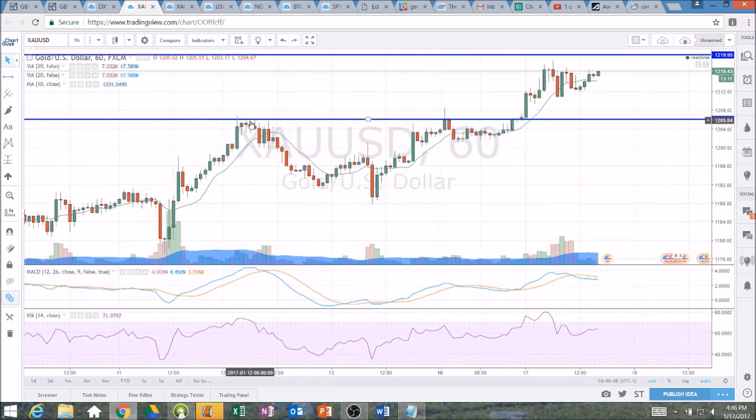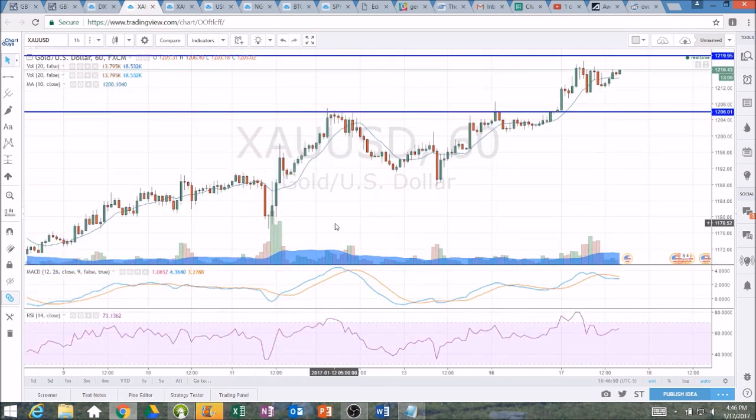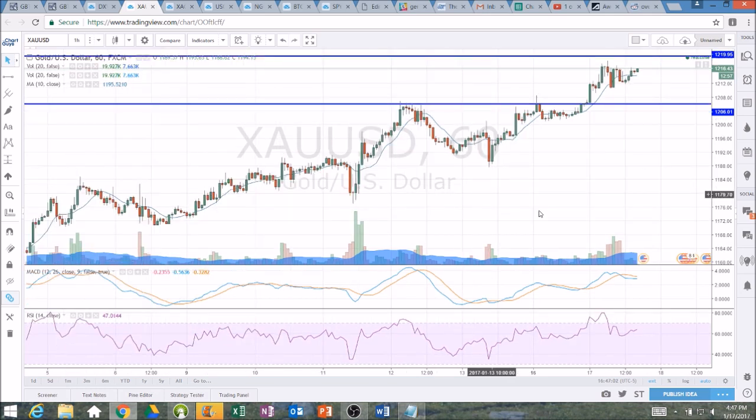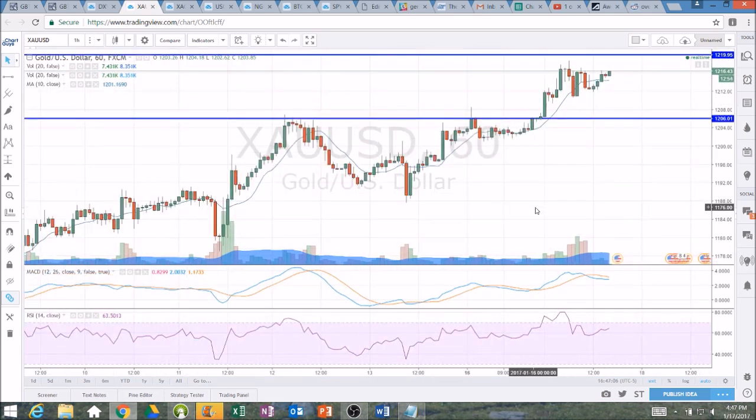So we did have that pullback, but we did not break the higher low pattern, I should say, because we had our low down here at 1177.08. Right here is where we were looking toppy and we pulled back and we didn't get a break of that level, so we're still maintaining a pretty strong uptrend on the hourly time frame.